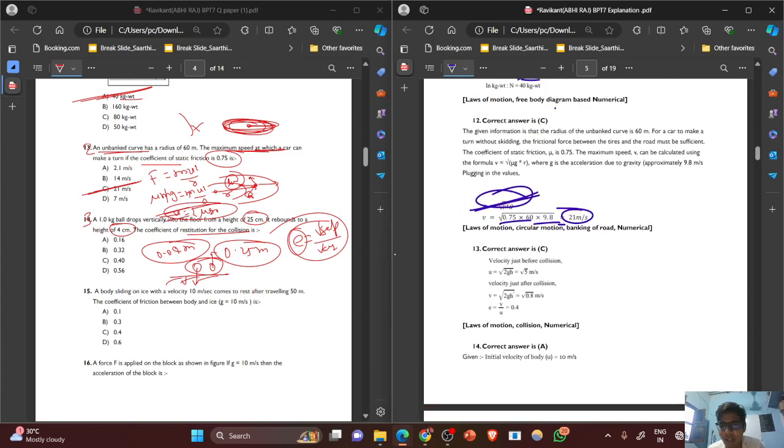You can see in the explanation, before collision the velocity should be like this. Just after collision, you can also calculate the velocity, that will be under root of 0.8 meter per second.